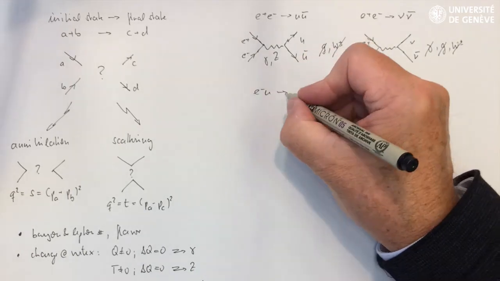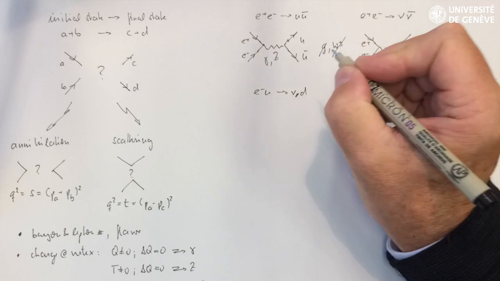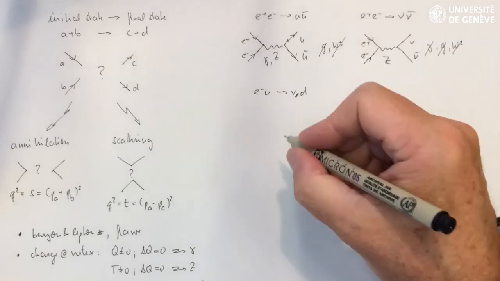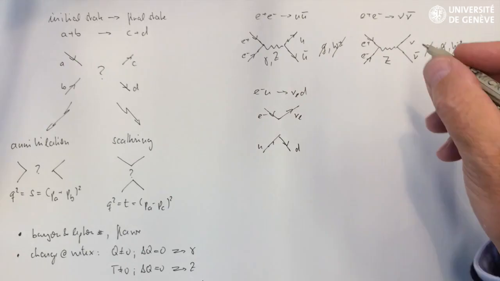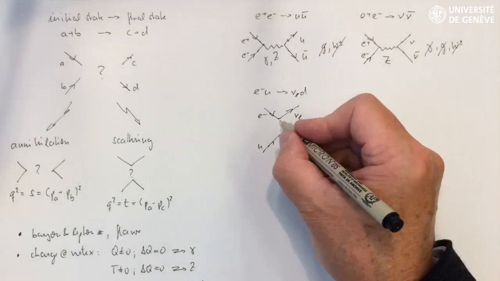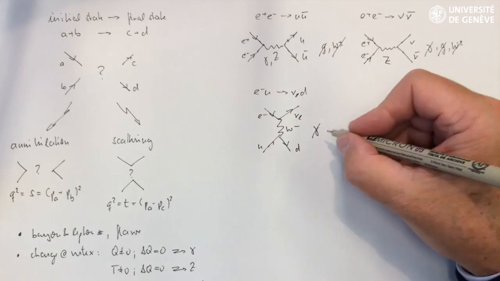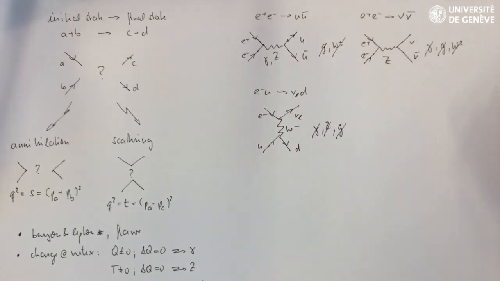The third example is the process e minus u goes to nu_e d. In this case, it must be a scattering process because the electron cannot directly couple to the u quark. We will in fact exchange a W minus boson because the charge changes by 1 unit at each vertex. This is possible because both the electron and the u quark carry weak isospin. We cannot exchange a photon because the charge changes, neither can we exchange a Z. And since the electron and the neutrino do not carry color, we cannot exchange a gluon either.